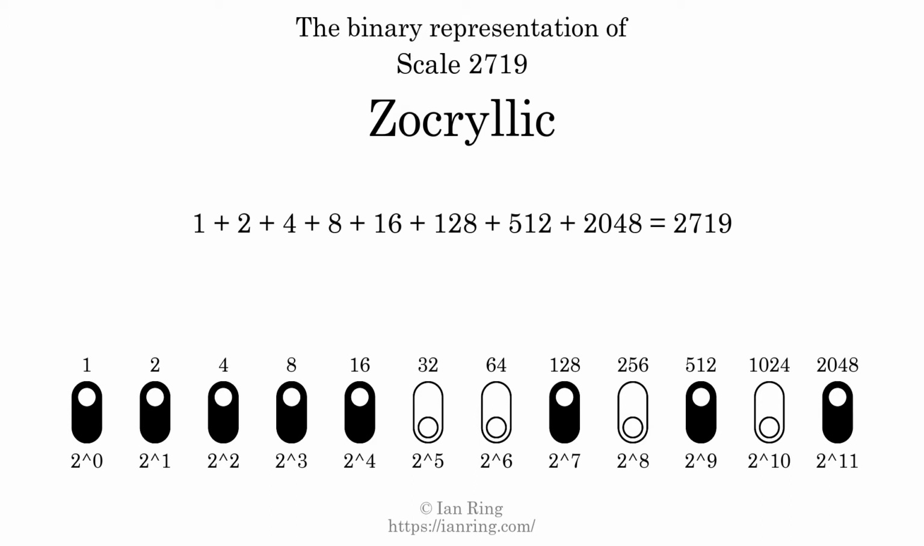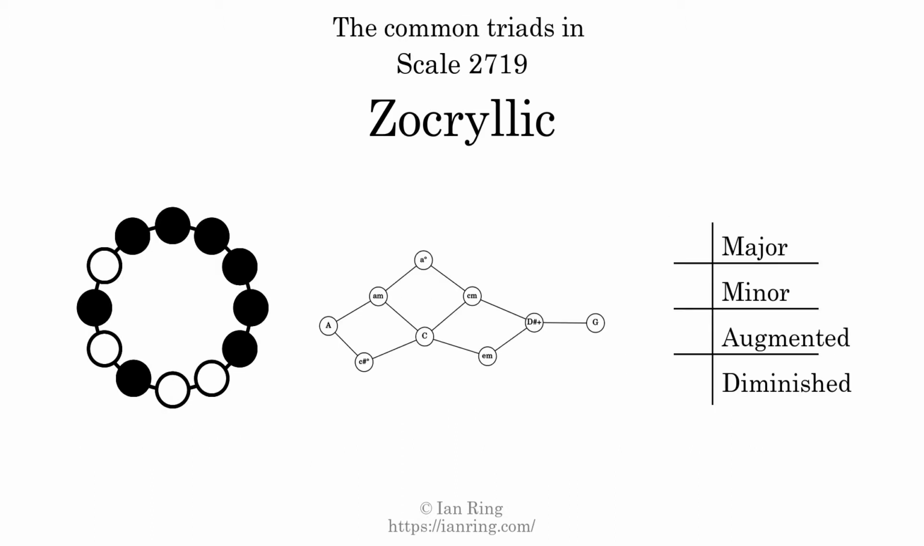2719. The scale number not only enumerates the scale with a unique index, but it also literally describes the tonal content of the scale. Represented as a binary number in base 2, the scale number is 101010011111. Here are the common triads present in this scale.